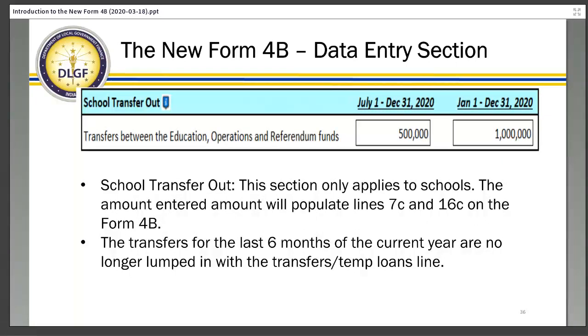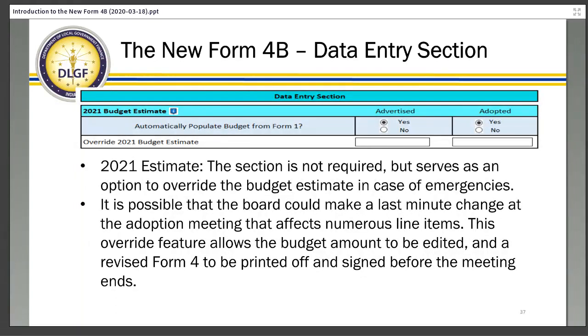For schools that are planning on transfers between their op and education funds, this is where you will report that information to us. The first column will take care of any transfers for the last 6 months. The second column will represent any transfers for the 12 months of the budget year.